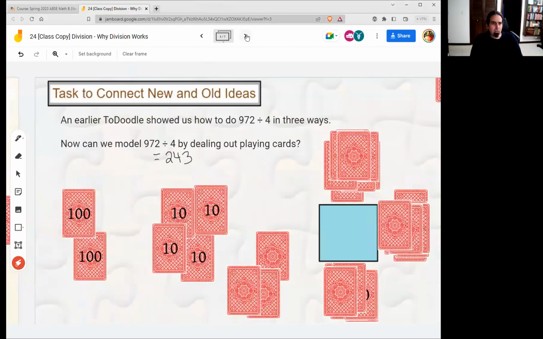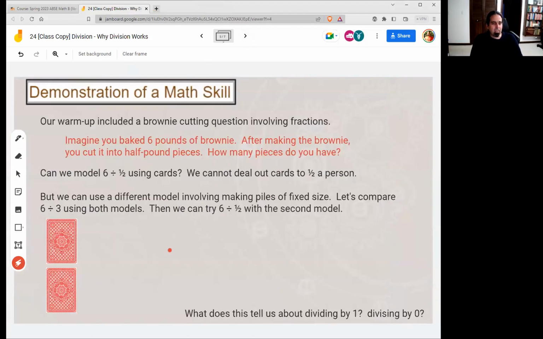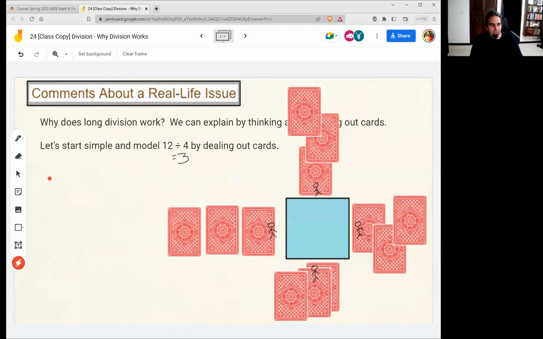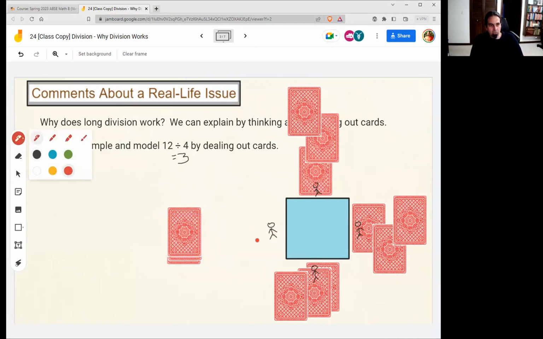How do we do that with cards, though? I can't deal out cards to half a person. Even if I could, like, take my friend here and take some sort of samurai sword and slice him in half. After that violence, I wouldn't know what to do.